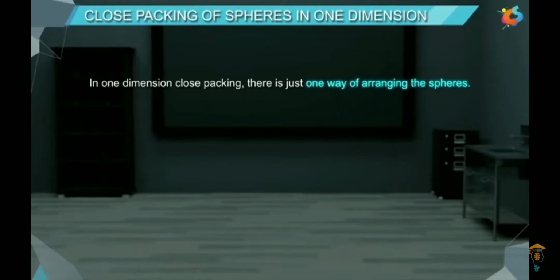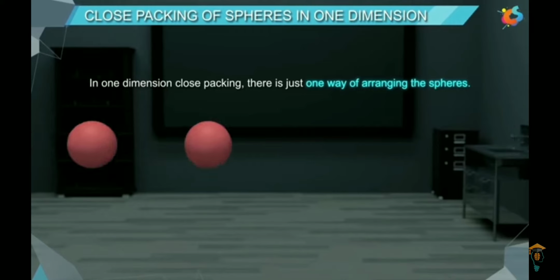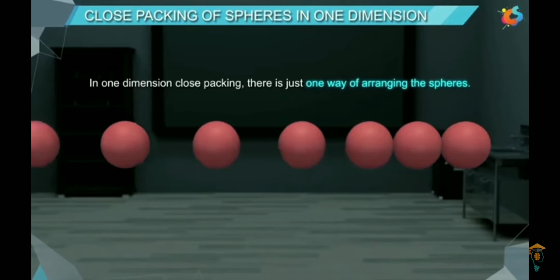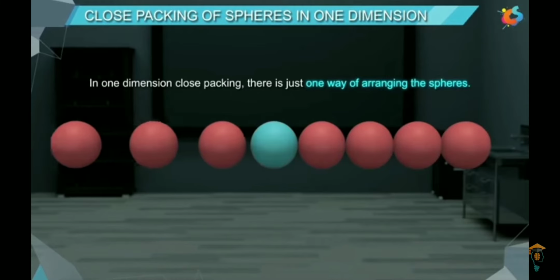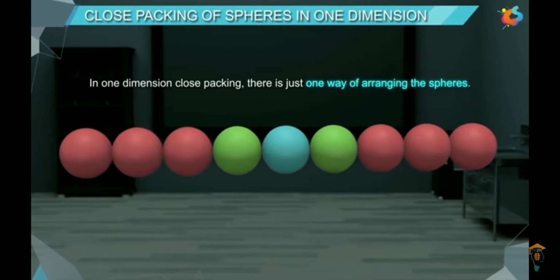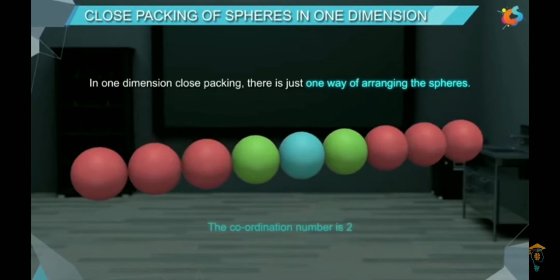Arranging the spheres. Here, the spheres are arranged in a row touching one another. As a result, each sphere is in contact with two neighboring spheres. Thus, in one-dimensional close packing, the coordination number is 2.